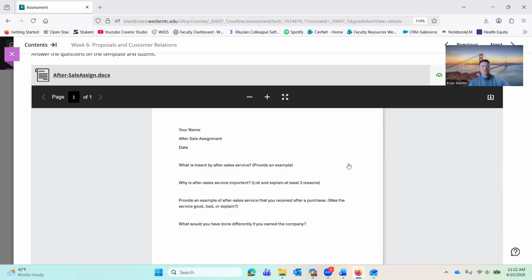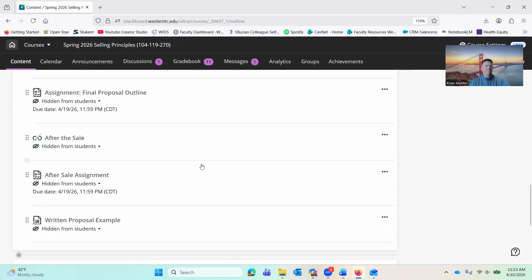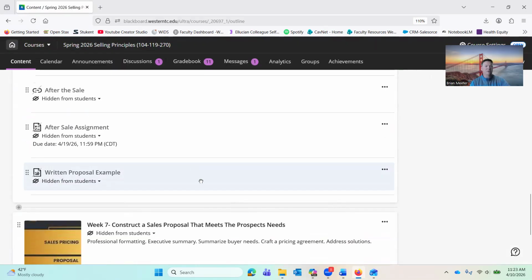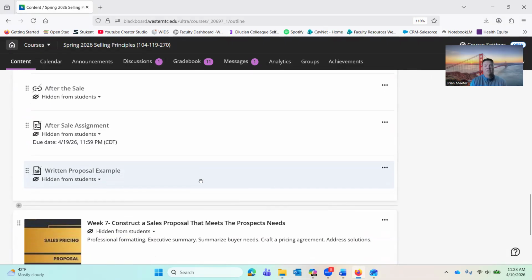So those things are important, and that's why we put it in this course. All right. There's an example here of a written proposal, just a slide example. It's an older example, but it still looks nice, and I think it flows well, and you can use that.